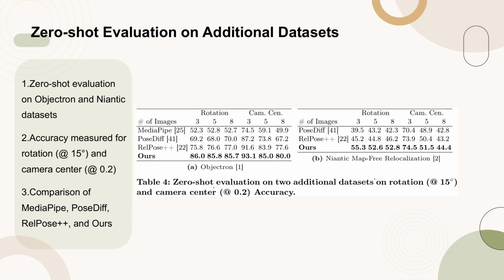Table 4 presents the results of a zero-shot evaluation conducted on 2 additional datasets, Objectron and Niantic map-free relocalization. The evaluation focuses on the accuracy of rotation predictions within 15 degrees and camera center predictions within 20% of the scene scale. The table compares the performance of different methods, including MediaPipe, PoseDiff, RelPose++, and our proposed method. The results highlight the accuracy of each method across varying numbers of images and camera center distances, providing insights into the effectiveness of each approach in zero-shot scenarios.